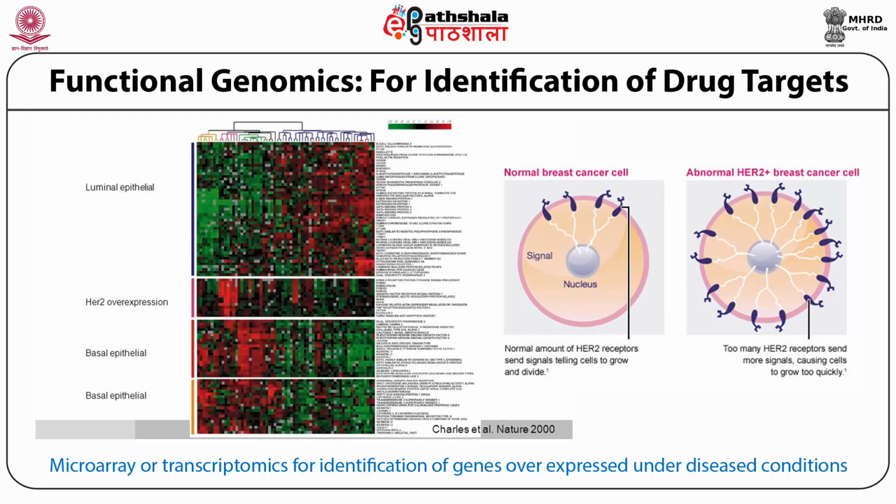Like the example, HER2 breast cancer, it is because of the overexpression of the HER2 protein in the cells. And these techniques of microarray or transcriptomics can be used for comparative functional genomics for the identification of drug targets for the known pathogenic diseases.